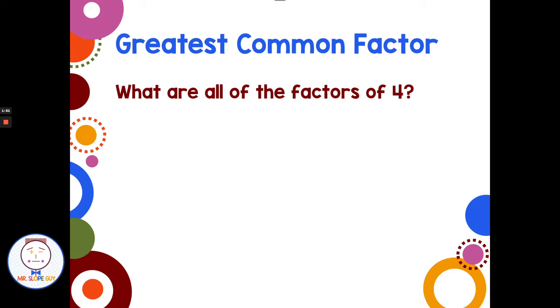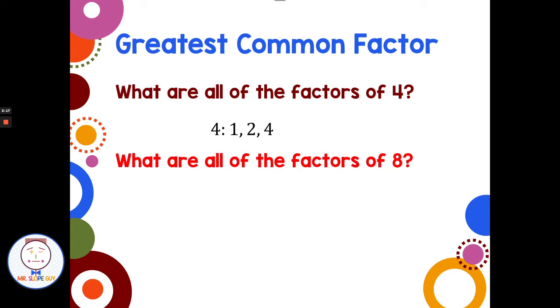What are the factors of 4? So we're talking about greatest common factor. We're not talking about multiples like counting by 4s, 4, 8, 12. We're talking about common factors, numbers that multiply to give us 4. So I know right away in my head, 1 times 4 is 4, 2 times 2 is 4. So all the factors of 4 are 1, 2, and 4.